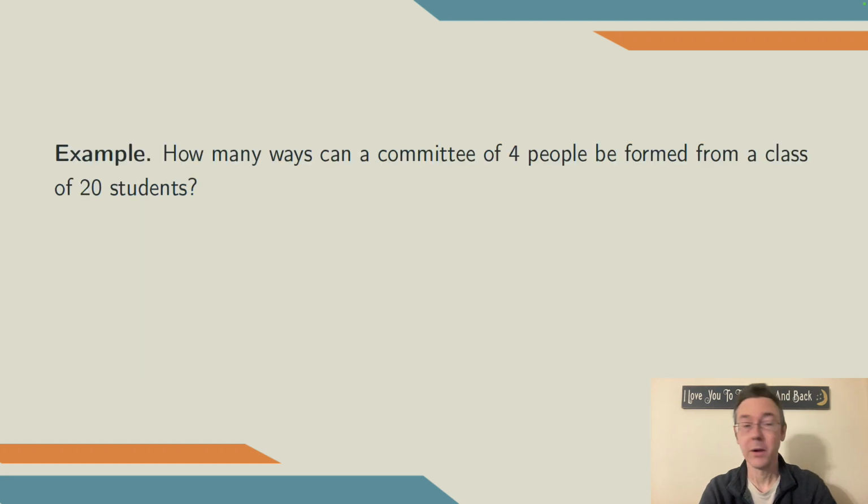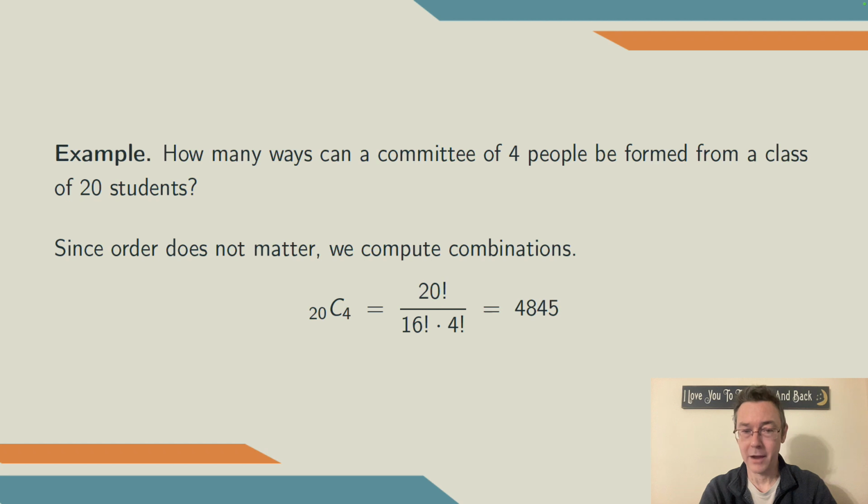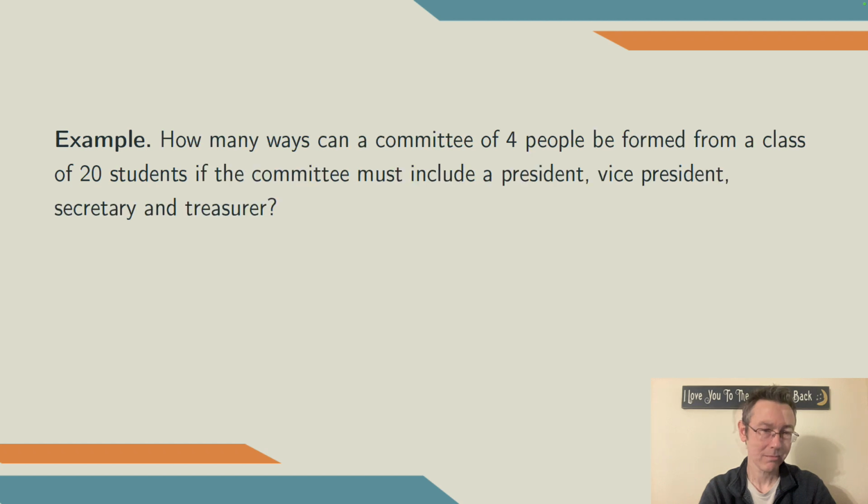Here's one for you to try on your own. How many ways can a committee of 4 people be formed from a class of 20 students? So order doesn't matter, so we're going to compute combinations. 20 choose 4 is 4,845.